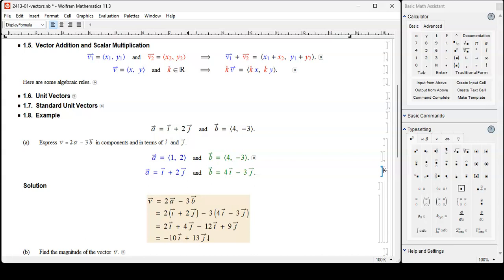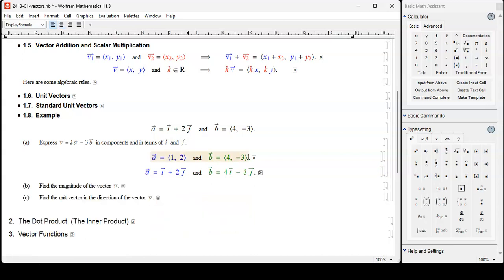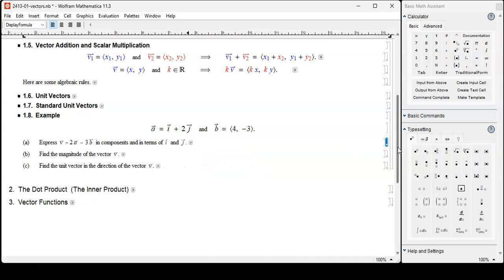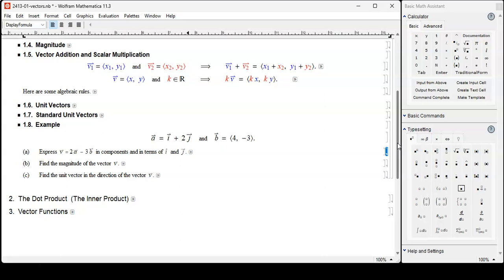Which form do you prefer? Me, I usually use the component expression, but there are people who prefer the ij expression. A lot of physics textbooks are written in ij form. All right, let's go to part B.